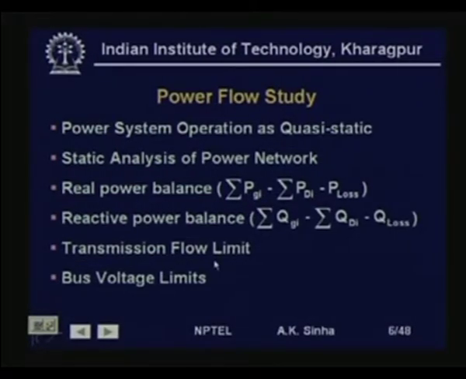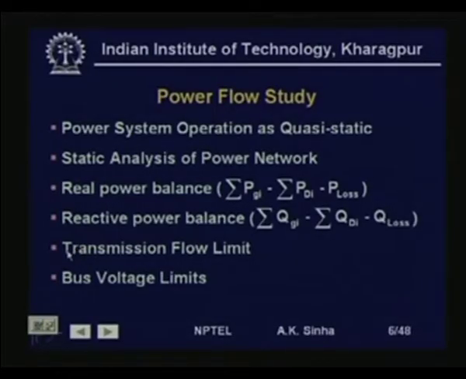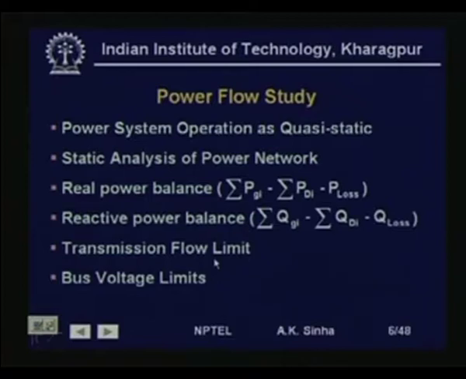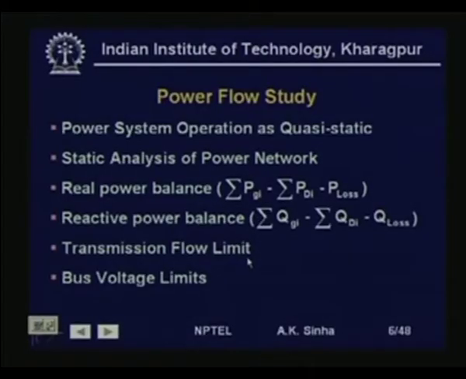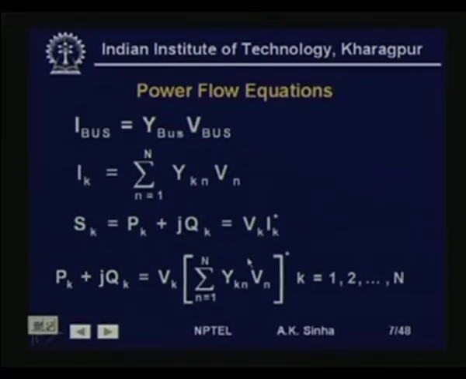What we also need to see sometimes is that the output of the power flow will tell us how much power is flowing, and therefore, if we know the transmission capacity of the line, then we can find out whether the line flow limits are violated or not, that is, whether lines are overloaded or not. Similarly, we can check the bus voltages and find out whether the voltage is within the operating limits or not. So, this is what we do in power flow study, and how we do this we will see now.